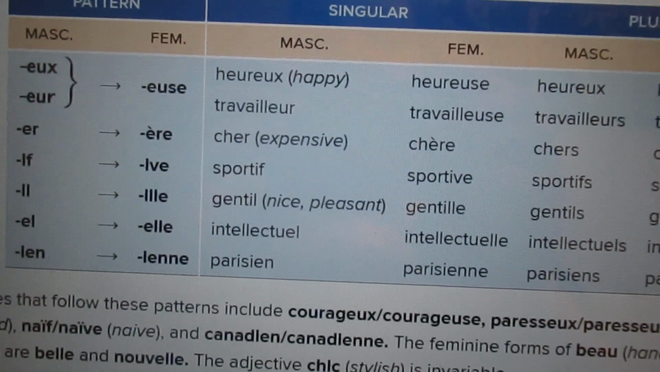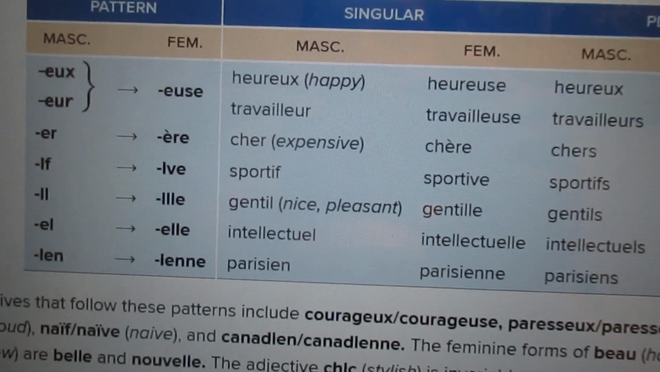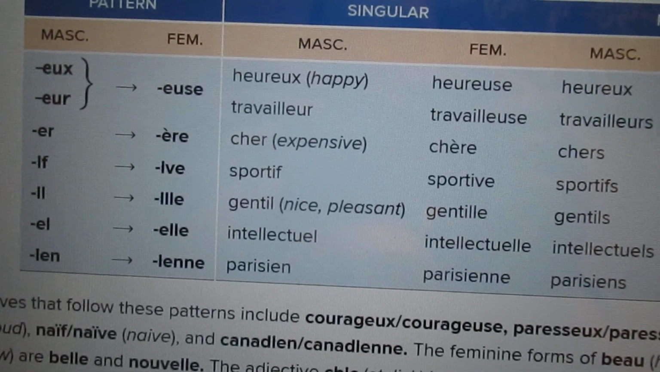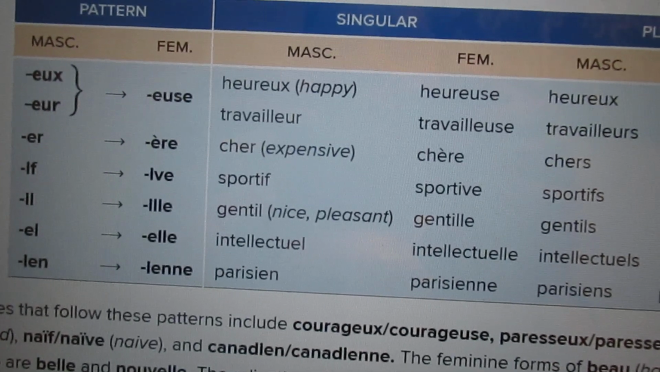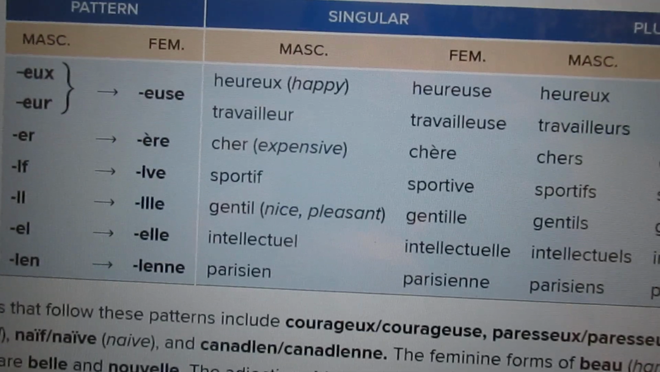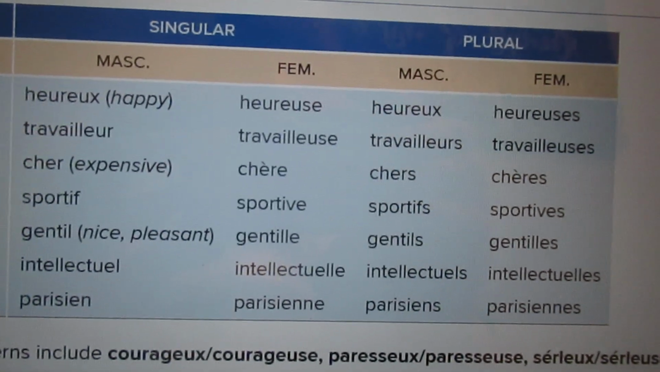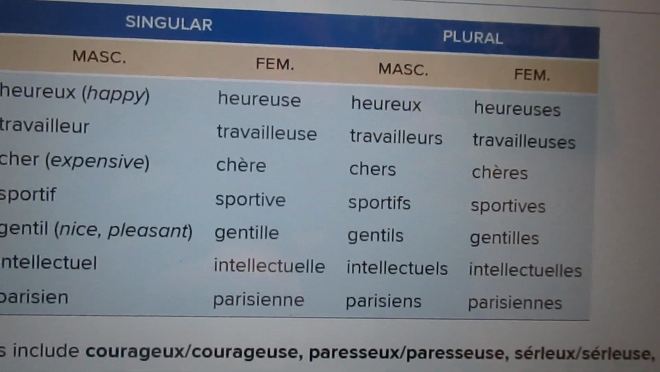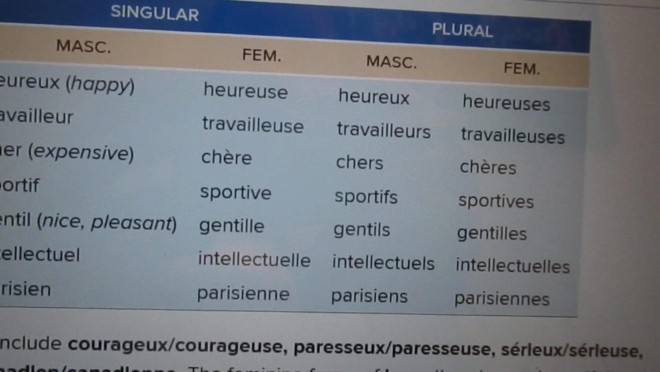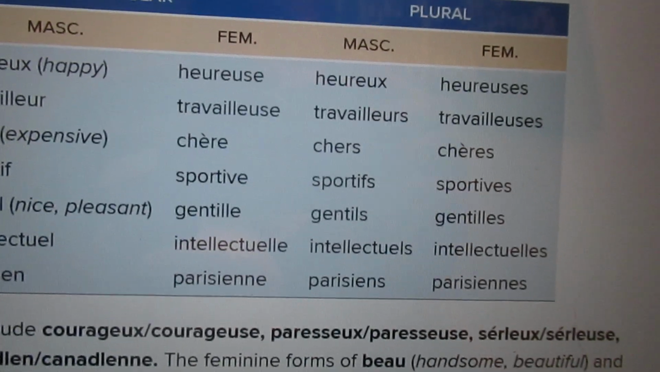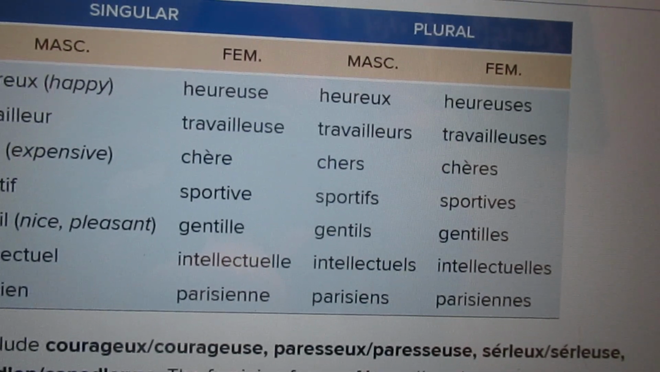Then we have gentil, right, an IL in the masculine form. And in the feminine form, we're going to see that L double. So it's ILLE. So we have gentil and gentille. And the masculine form in the plural will add an S. And the feminine plural will also just add an S. But we first have to make it feminine.